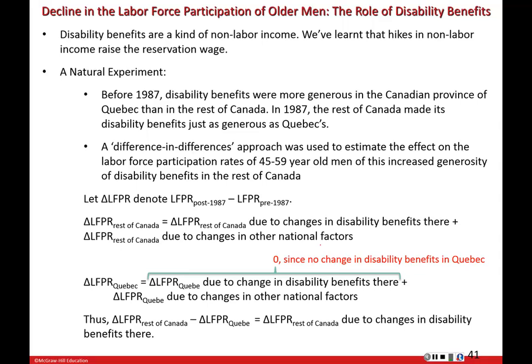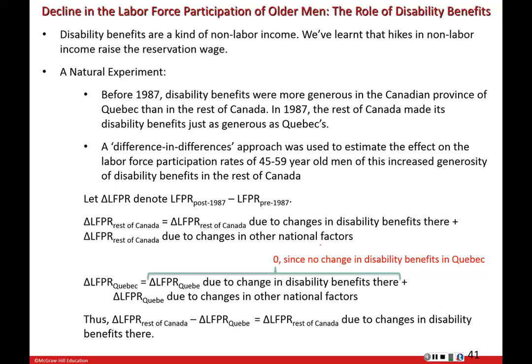So how big a role have disability payments played in the declining labor force participation of older men? There was a study done on Canada. So here's a natural experiment that we have. Before 1987, disability benefits were more generous in the Canadian province of Quebec, the French-speaking province of Canada, more generous there than in the rest of Canada. In 1987, the rest of Canada made its disability benefits just as generous as Quebec. So here we have a natural experiment.